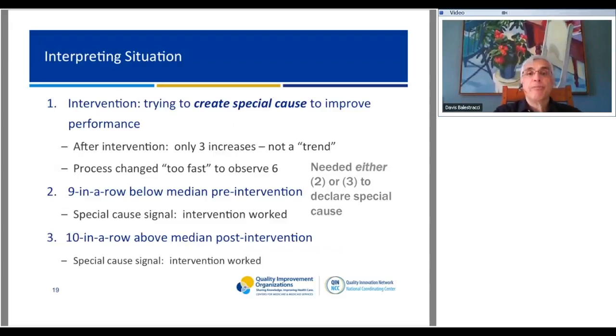So to kind of summarize, to interpret this situation of my friend's data, the intervention is trying to create a special cause to improve the performance. We only saw 3 increases, so we can't use the trend rule to determine it because the process changed too fast to observe 6. But we did observe 9 in a row below the median pre-intervention because we're trying to increase the compliance. And that in and of itself is a signal that the intervention worked. We also have 10 in a row above the median post-intervention, which is another special cause signal to say the intervention worked. All I needed was one of those. I happened to get both.